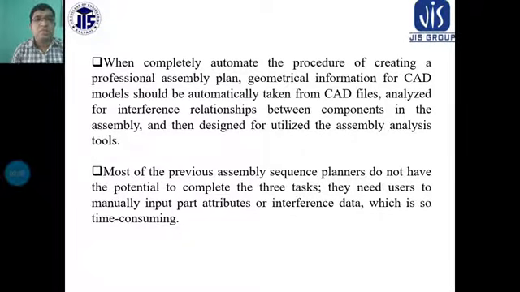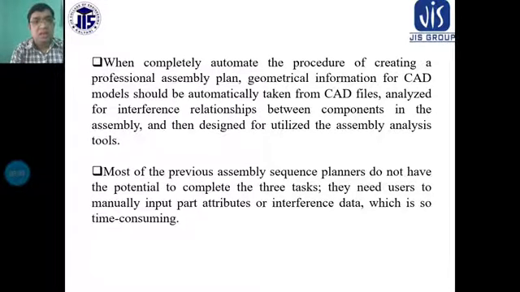That means the assembly plan's geometrical information for CAD methods should be automatically taken from CAD files and analyzed for interference relationships between the components in the assembly, and then design-for-assembly analysis tools will be applied. Suppose you consider the CAD 3D models, you have to check the assembly and how the interference movement is handled, how the automatic matings are created, and how parts are automatically disassembled and separated, as we can see in the 3D animation figure.